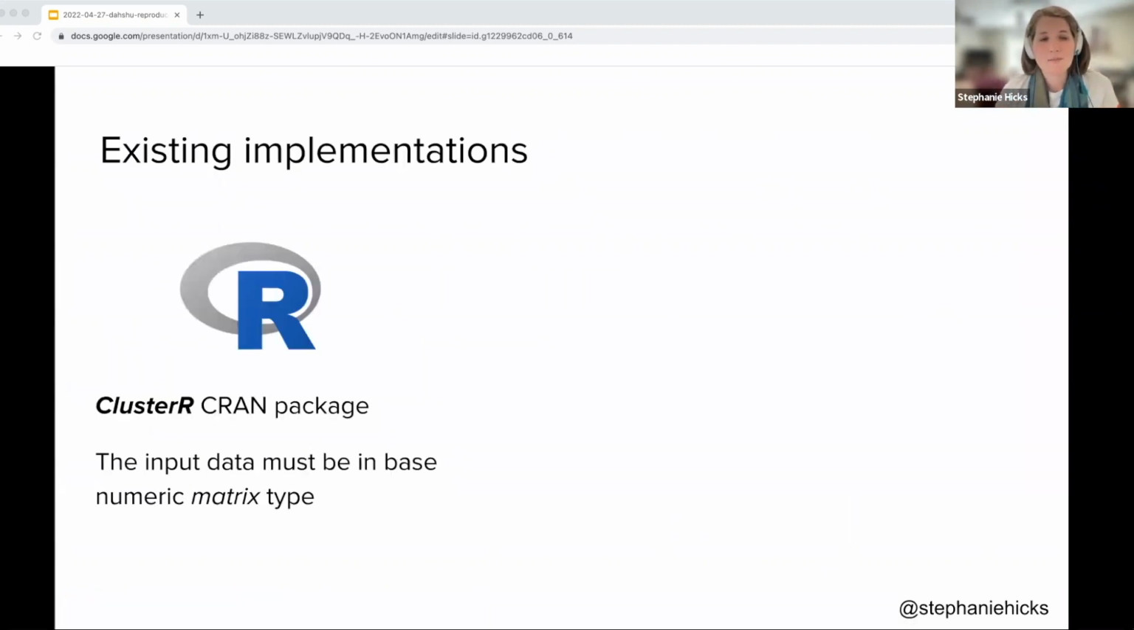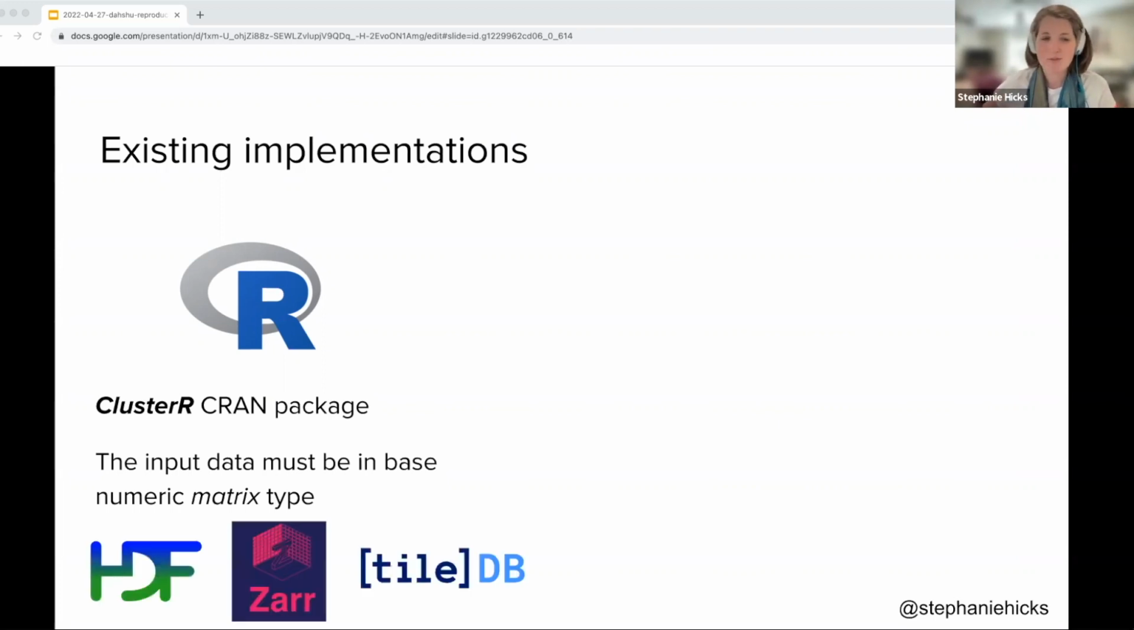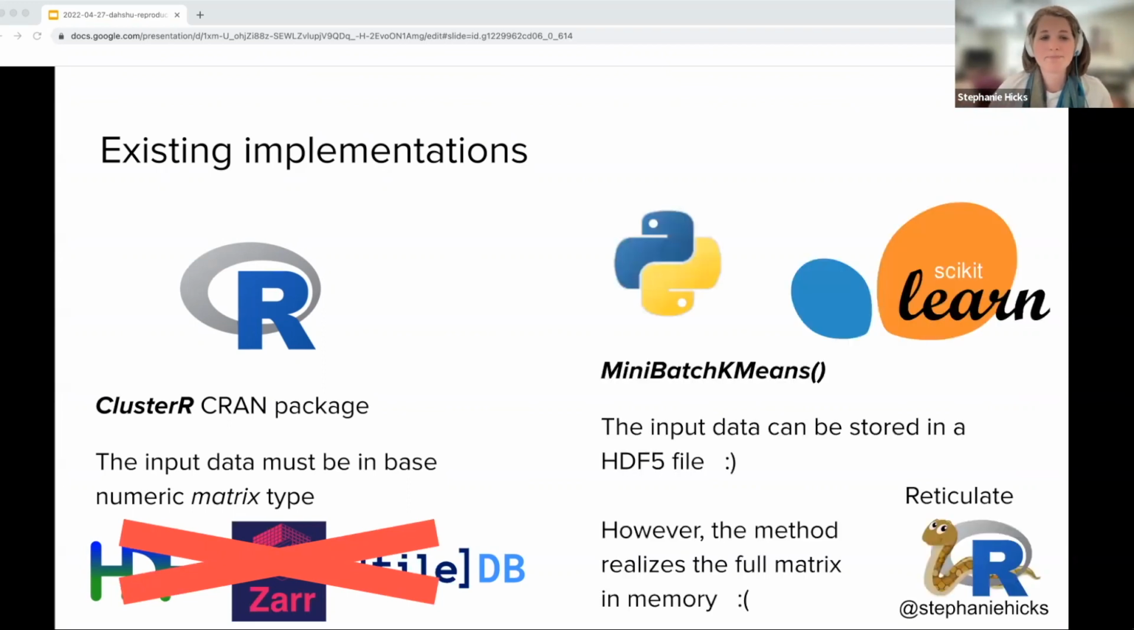So there are some existing implementations of mini batch k-means. One is in the R programming language called ClusterR. When you go to use it though, the data has to be of a base numeric matrix type. And if you don't know what I mean, just know that these nice on-disk file formats that we want to use don't work. You have to store the data in memory to be able to execute the algorithm.